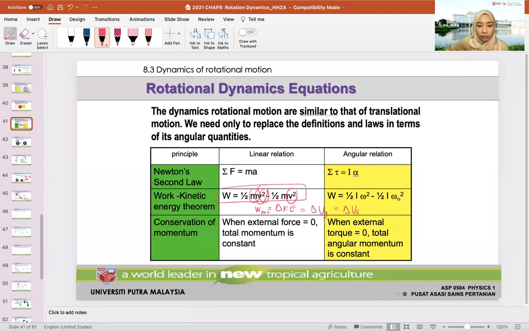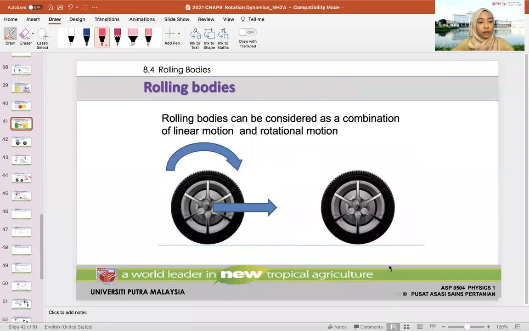Okay, and then conservation of momentum. When external force is 0, we learned this before, the total momentum is conserved, or total momentum is constant. When external torque is 0, total angular momentum is also constant. This one, we learned with the spinning ice skater. Remember the ice skater, there was no net external torque applied to the ice skater. So therefore, when she raised her arms and then closed her arms, she could spin faster based on the conservation of angular momentum. That was for the ice skater. For linear, I don't remember, but we've learned it before.